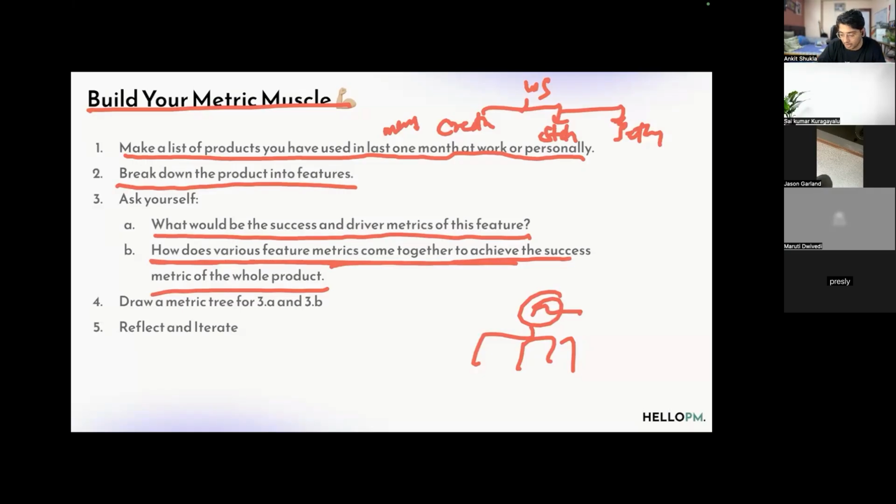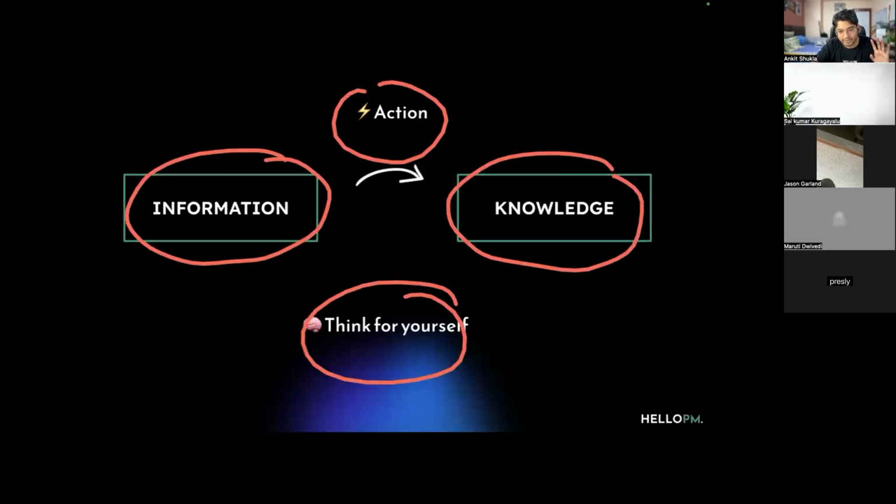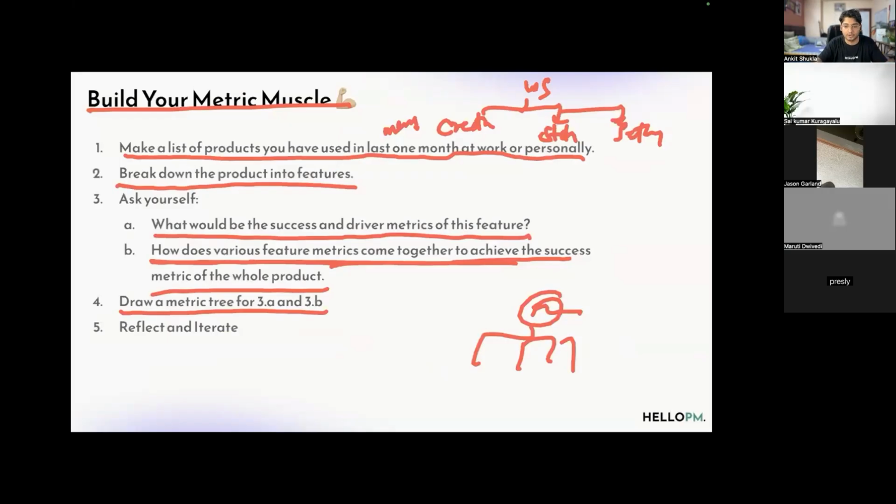And then you have to draw a metric tree for 3.A and 3.B. I will share this slide with you so that you can see the visualization and create it for yourself. This can be quickly created in PowerPoint or any of the visualization tools that you have, or maybe on a piece of pen and paper. And then you have to reflect and iterate. Look at what you have done and question yourself: can I add something else? Once you are done, take a screenshot and post it on LinkedIn or on the WhatsApp group that we have shared with you, so that we or other people can give you some feedback.